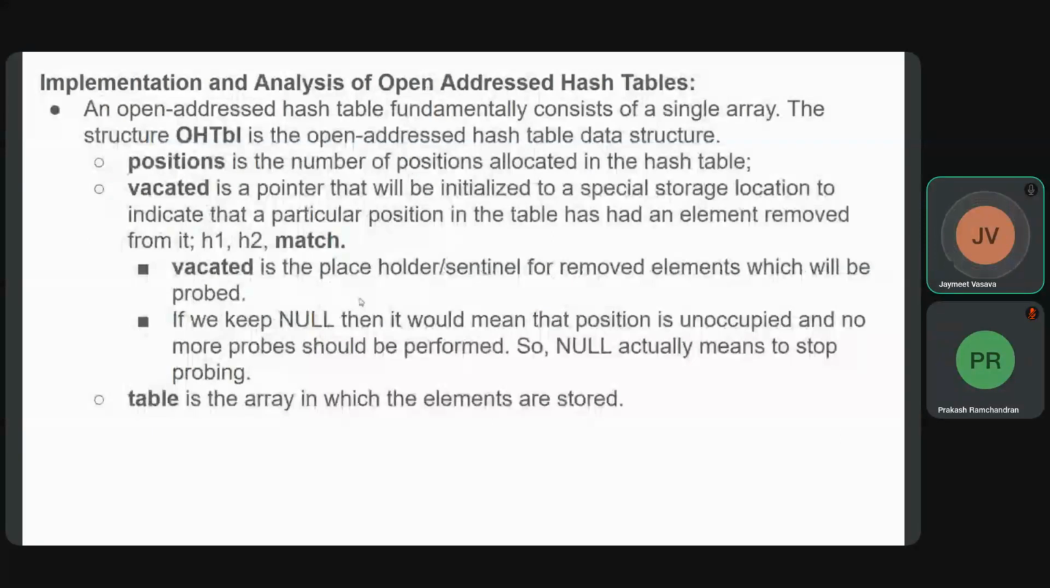So now, implementation and analysis of the open address hash table. It fundamentally consists of a single array. The ohtbl is the open address hash table data structure. Positions in the ohtbl is the number of positions allocated in the hash table. Vacated is the pointer that will be initialized to a special storage location to indicate that a particular position in the table has had an element removed from it.